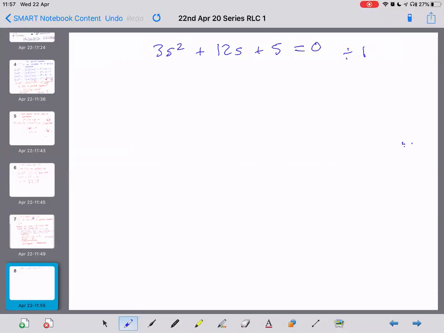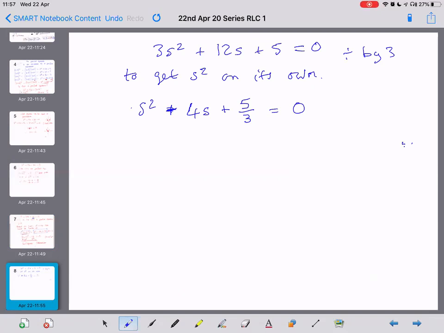If we divide by 3 to get s squared on its own, we can't get a perfect square until we do that, can we? So that gives us s squared plus 4s plus 5 over 3 equals 0. Yep. All happy with that?